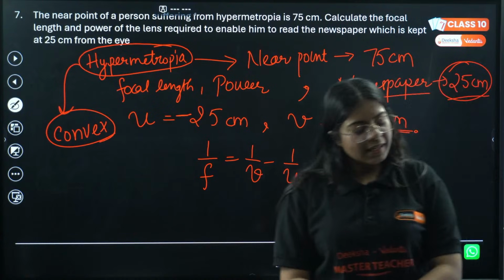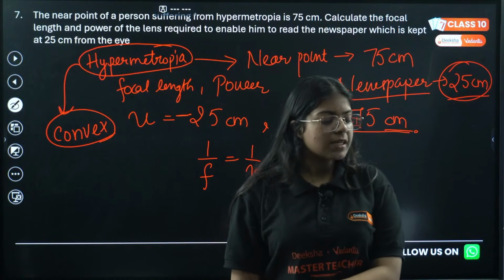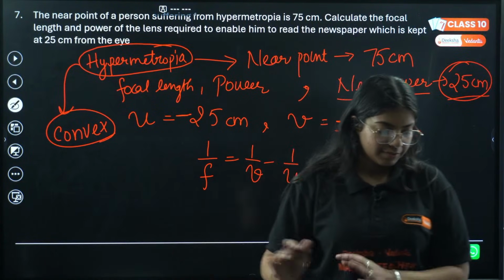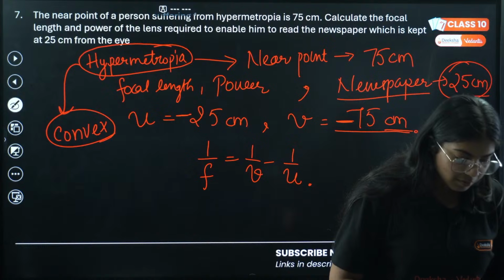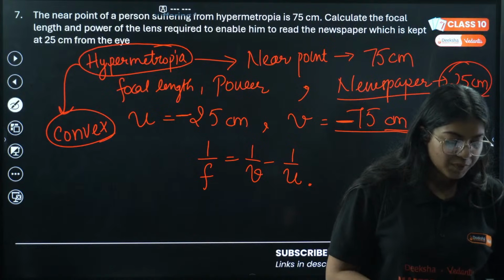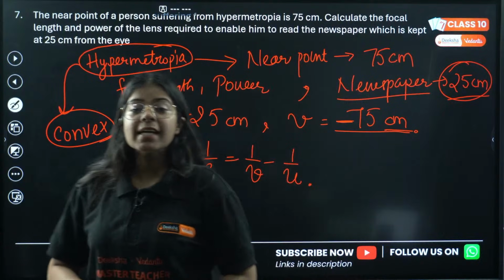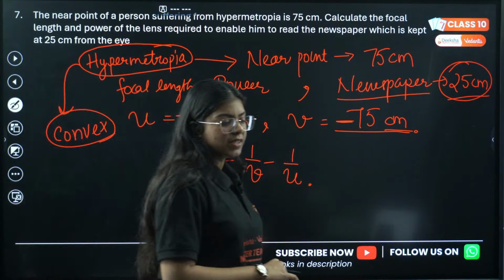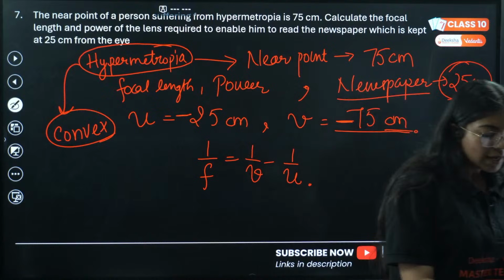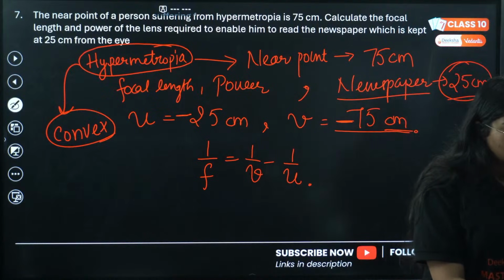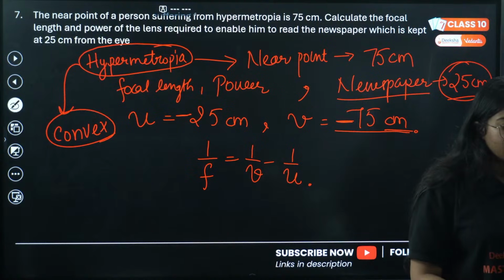Yes, Ifra, V is image distance, U is object distance. I was asking, will V be 25 or 75? If it means object distance. Okay, V is minus 75, Sudarshan. Okay, V is minus 75 centimeter and U will be minus 25 centimeter. Correct? Understood, everyone?